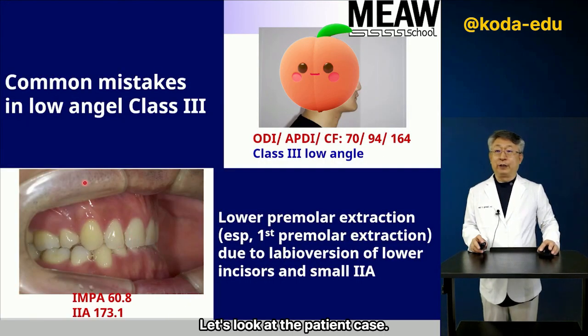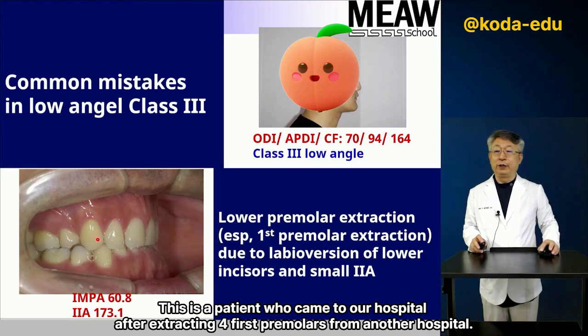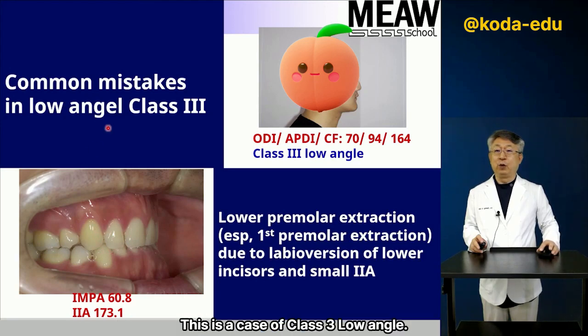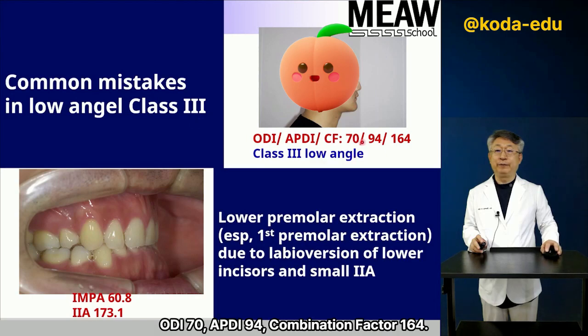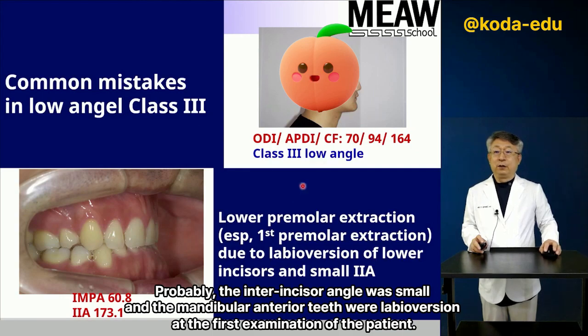Let's look at the patient case. This is a patient who came to our hospital after having 4 first premolars extracted at another hospital. This is a case of Class 3 low angle. ODI 70, APDI 94, combination factor 164. Probably, the interincisor angle was small, and the mandibular anterior teeth were labioverted at the first examination of the patient.